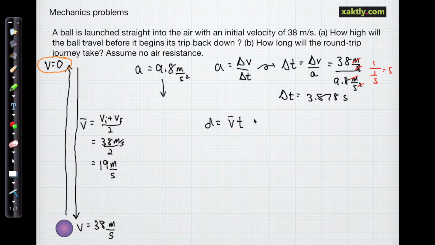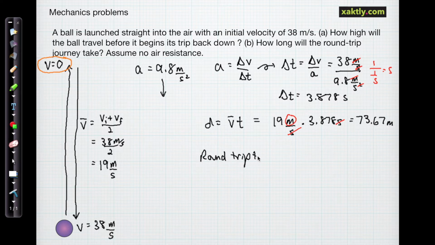Now distance is average velocity times time, and so we have both of those. We have our 19 meters per second times 3.878 seconds. Seconds cancel, giving us units of meters, and so the distance that this ball travels is 73.67 meters. So that's how high it goes.